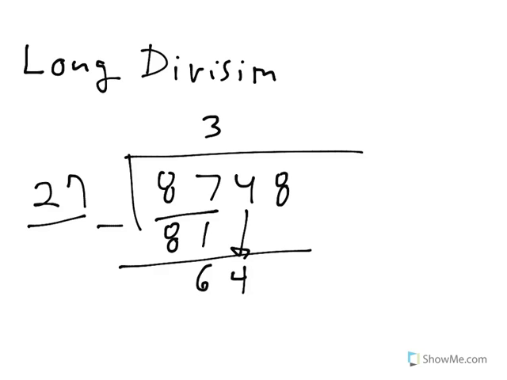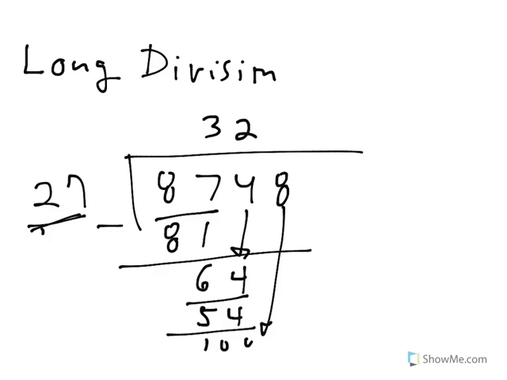Then you answer the question, how many times does 27 go into 64? 27 times 2 is 54. That's as close as we can get. We subtract. We bring down the 8. And finally, how many times does 27 go into 108? The answer is 4 times. 4 times 27 is actually equal to 108. No remaining. So we learned this method back in whatever grade, and it's very cryptic.